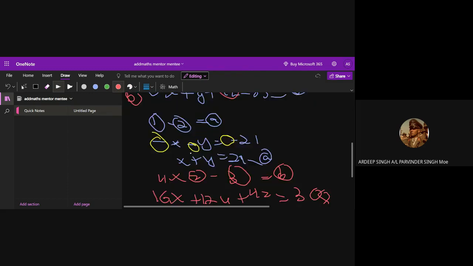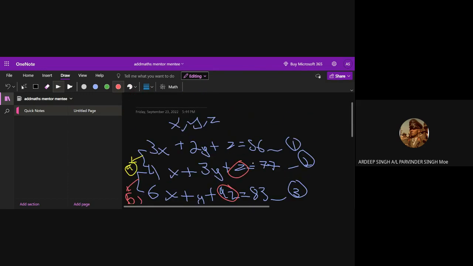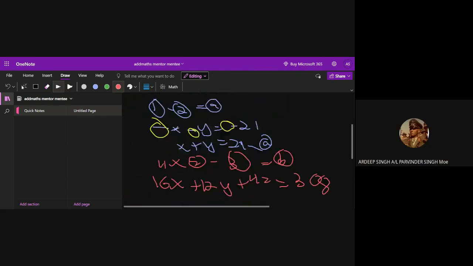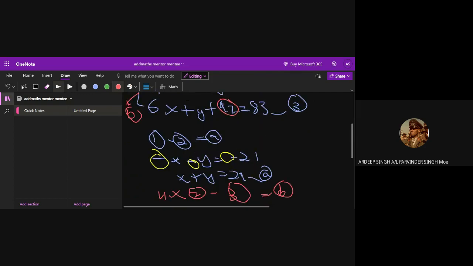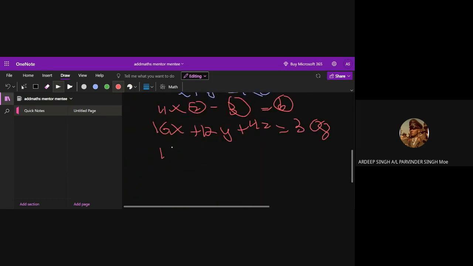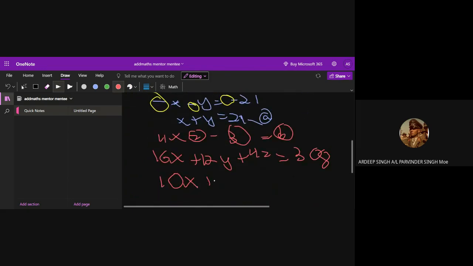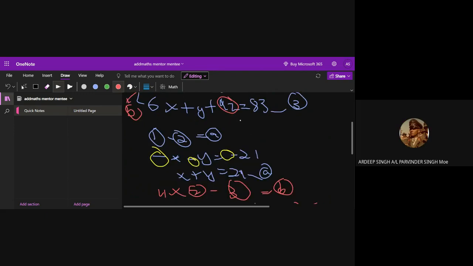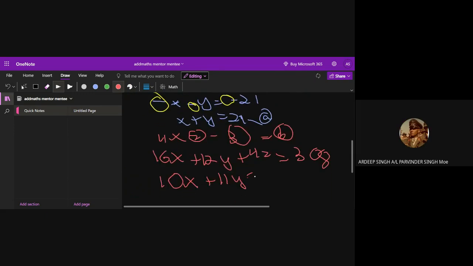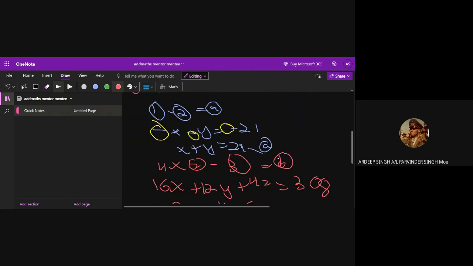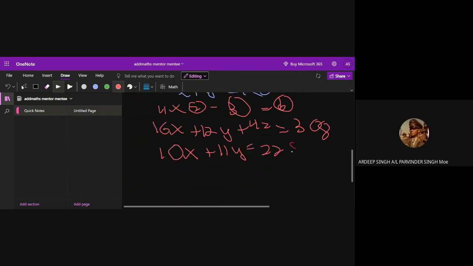Now, this is when we times 4. So we want to minus with equation 3 because we make it the same 4z. So 16x minus 6x you get 10x, right? Then 12y minus 3y, you get 11y. 4z minus 4z, you get 0, so eliminated already. Then 308 minus 83, you get 225. Okay, you understand this part? Yeah, I understand. So we already got equation B.